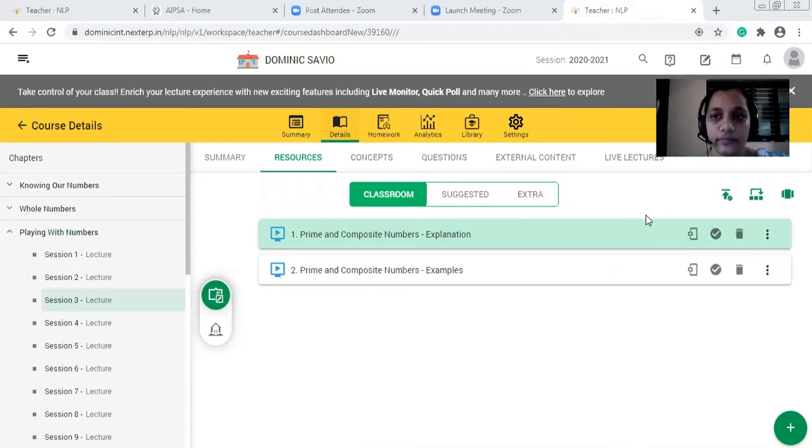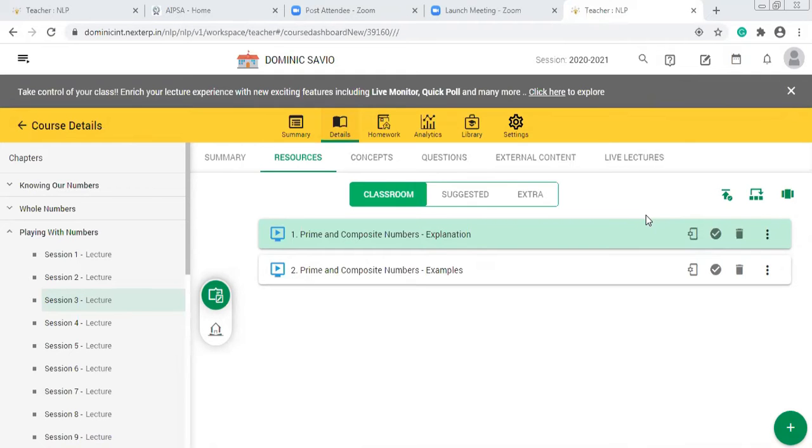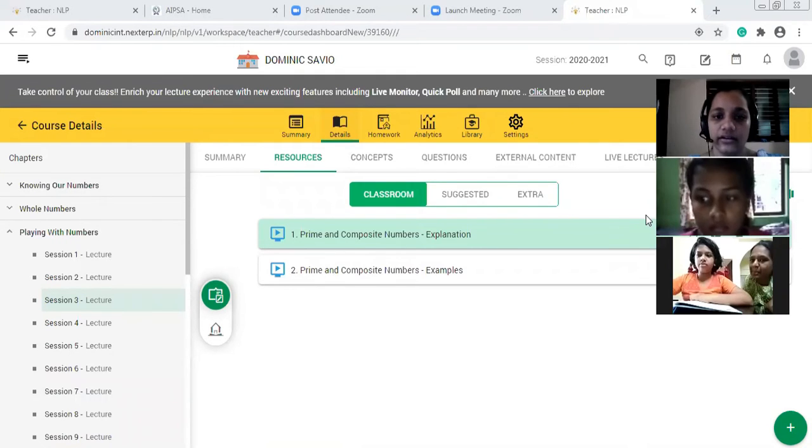So prime numbers are the numbers which have only two factors. Prime numbers have only two factors. That will be 1 and the number itself. Okay, 1 and the number itself, that is prime numbers. Composite numbers are those which have many more factors besides the two factors. That is what we call composite numbers.